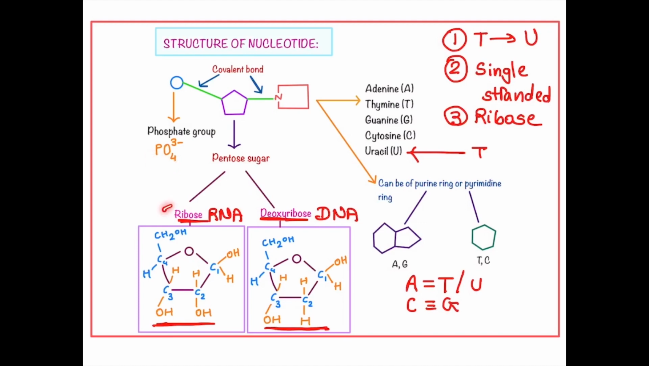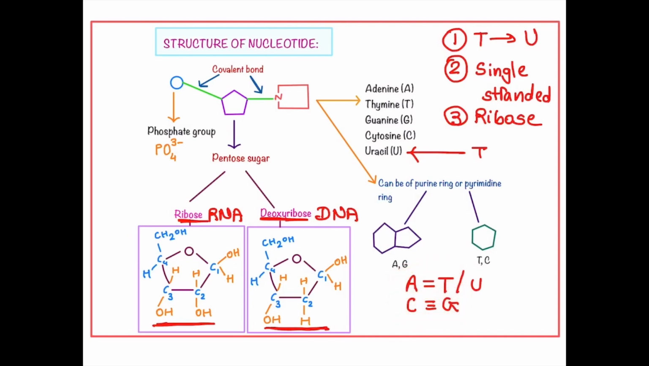Pentose sugar can be of any two types, ribose or deoxyribose, and nitrogenous base can be any out of these four for DNA, A, T, C, G. They can have a purine ring or a pyrimidine ring in their structure. Adenine and guanine both have a purine ring, while thymine and cytosine both have a pyrimidine ring. There is a complementary base pairing rule in which A is always base paired with T and C is always pairing with G. Clear? So this is about the structure of the nucleotide.